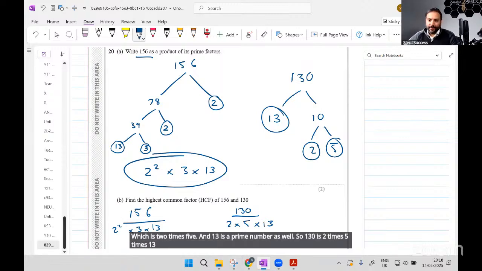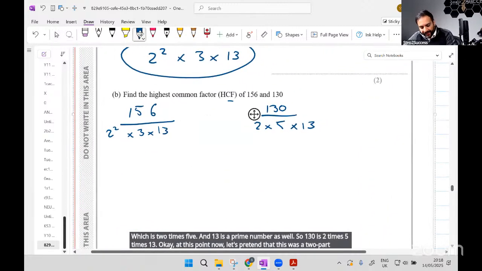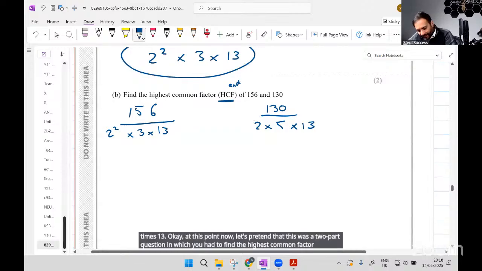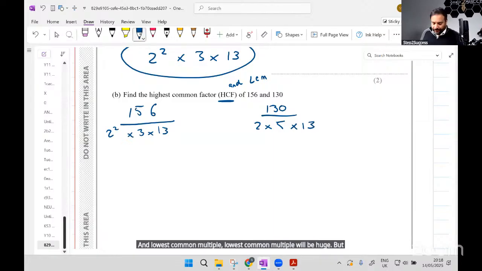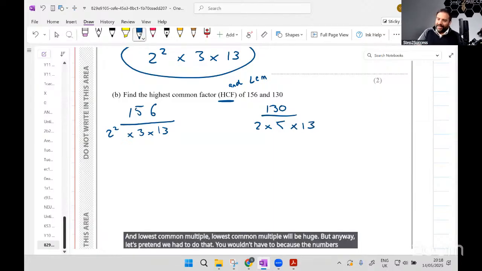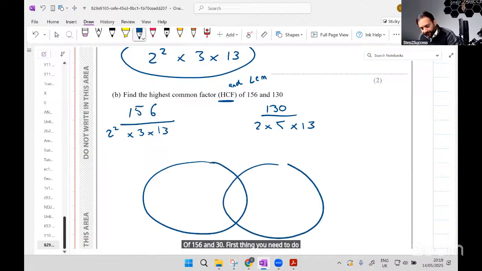Okay, at this point now, let's pretend that this was a two-part question in which you had to find the highest common factor and lowest common multiple. Lowest common multiple would be huge. But anyway, let's pretend we had to do that. You wouldn't have to because the numbers would be too big. But let's pretend that you had to find the highest common factor and the lowest common multiple of 156 and 130. First thing you need to do is draw a bit of a Venn diagram.